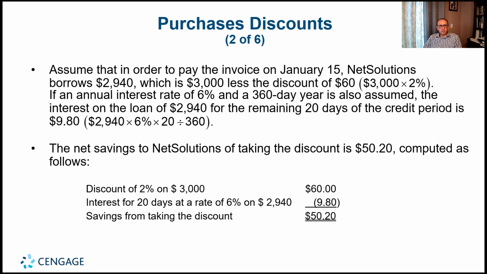So assume that in order to pay the invoice on January 15, Net Solutions borrows $2,940, which is $3,000 less the discount of $60, as I mentioned, the 2% of the $3,000. If an annual interest rate of 6% and a 360-day year is also assumed, the interest on the loan of $2,940 for the remaining 20 days of the credit period would be $9.80, which is calculated as $2,940 multiplied by 6% multiplied by the 20 days divided by 360 days, assuming that the year is 360 days.